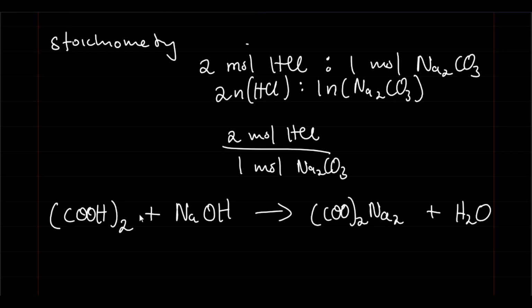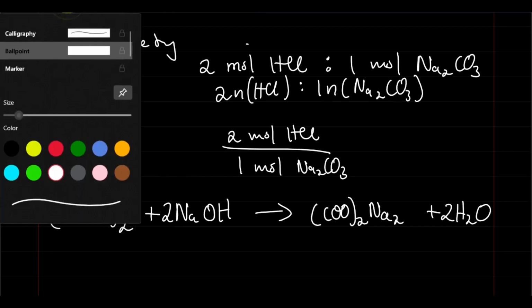Because here we have two hydrogens that are going to be donated, there must be two hydroxides that are going to accept the two protons that are being donated. So here we need to put 2. And because 2 protons are being donated and 2 hydroxides are being given to accept the protons, even on water we must have 2 water.